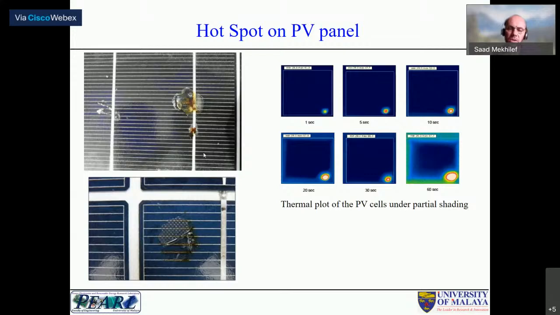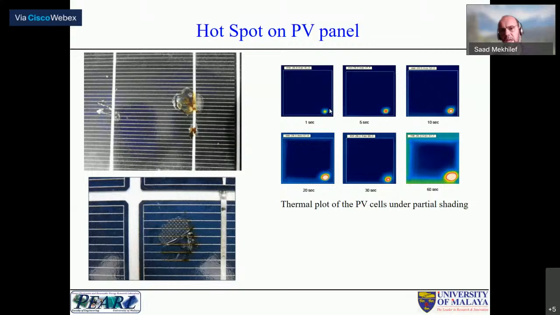Hotspots actually mean damage to the solar cells due to heat accumulated on the cell. As we saw just now, one of the cells becomes a load, and then all the power will drop, and the heat will accumulate due to the high current dropping across the cell, and slowly the cell will be damaged. And this will be permanent damage, meaning the whole panel has to be changed. This is just to show you the impact on the PV cell under partial shading conditions.